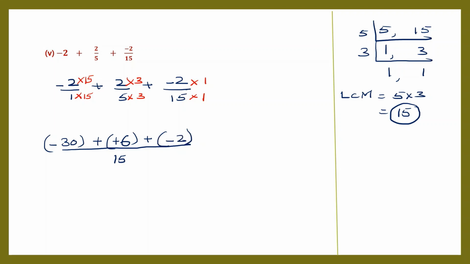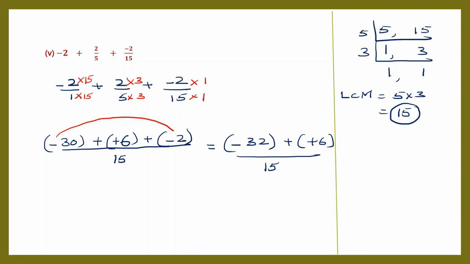So again, let's take the numbers with the same sign. There are two numbers with a minus sign. So here what will we get? When the signs are the same, put the same sign and add. 30 plus 2 is 32. So minus 32 plus we have 6 there. And in the denominator we have 15.